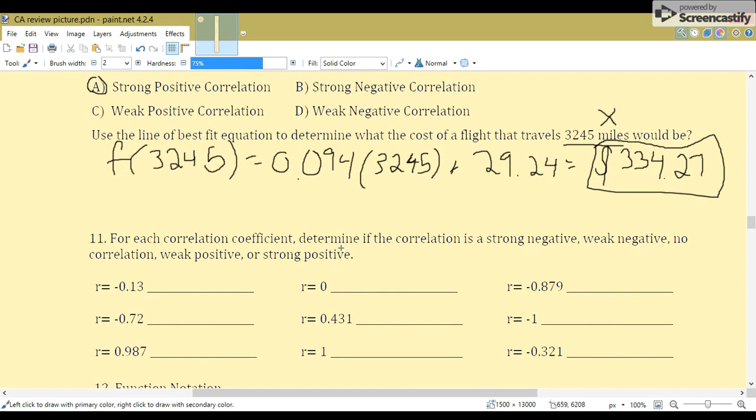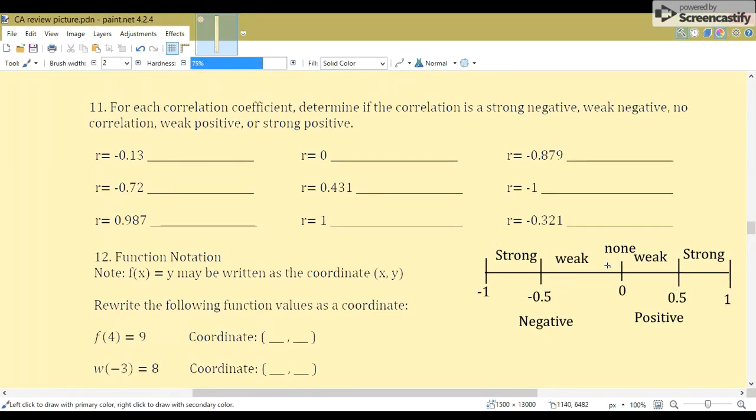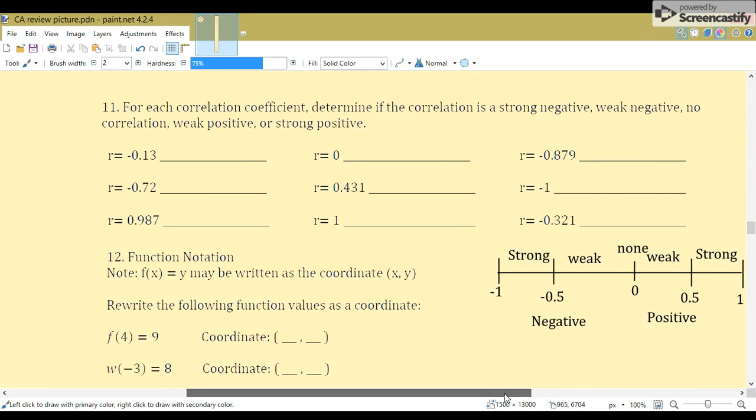Number 11. For each correlation coefficient, determine if the correlation is a strong negative, weak negative, no correlation, weak positive, or strong positive. So if we recall our line from before, our diagram, if we have 0, that's no correlation. If the R value is close to 0 in this area, it's a weak correlation. And if it's far away from 0 and closer to either -1 or +1, it's strong. Pause the video, try to figure out what kind of correlations these are.